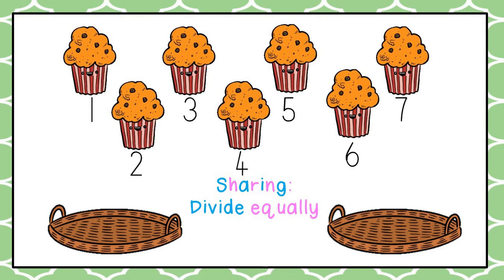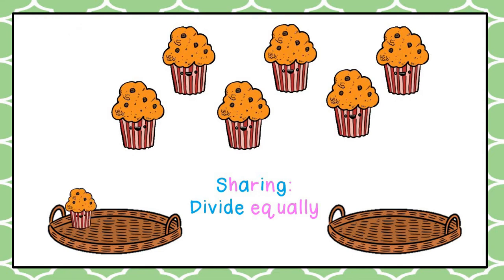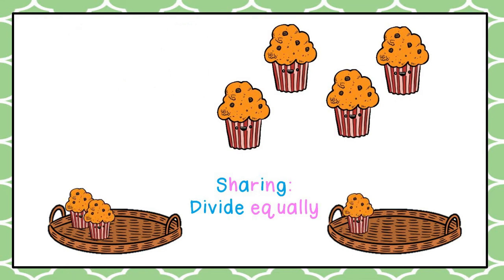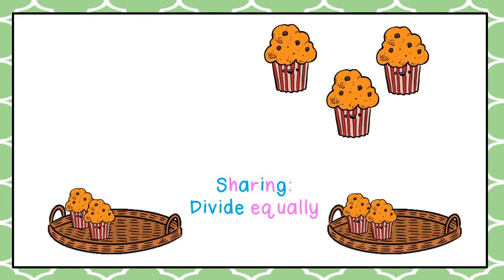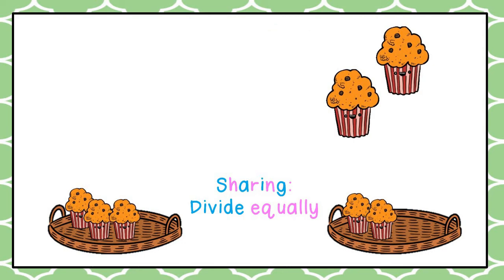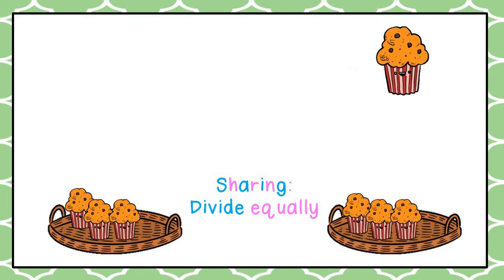So let's start sharing. Remember, when I share, I do it one by one to make sure I divide them equally. Because it will not be fair if one has more than the other. 1 for this tray, 1 for this tray, 1 for this tray, 1 for this tray, 1 for this tray, and 1 for this tray.